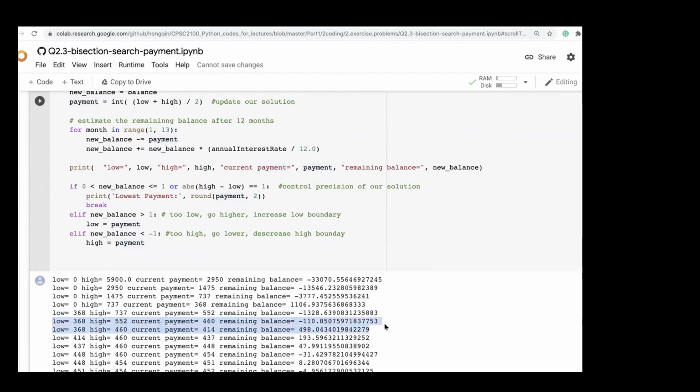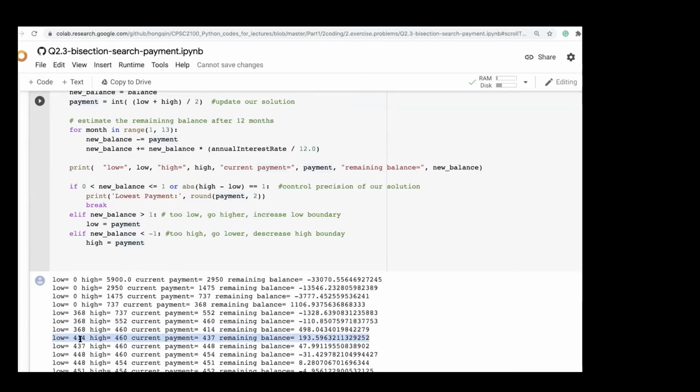And then this time I got a negative 110 balance, and that's still negative. I'm still overpaying, so my high boundary had to be lowered again. And this time when I do that, well, now I got a positive balance. That means now I underpay, so I need to move my low boundary again. So now I move my low boundary higher.